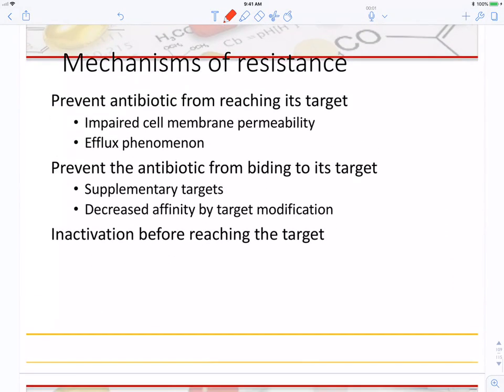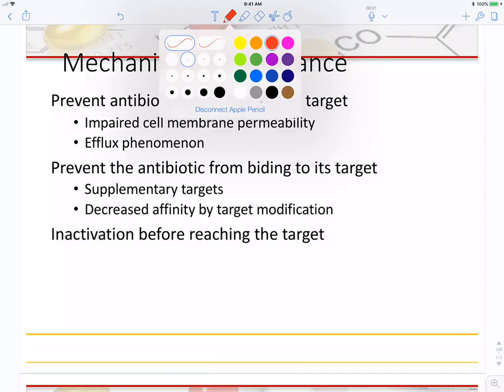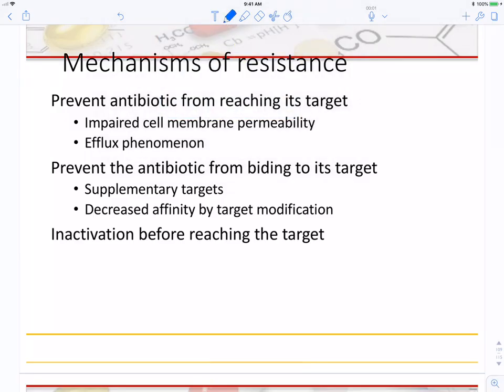Okay, so what is the mechanism for resistance? We have several mechanisms possible. One is basically preventing the antibiotic from reaching its target, and that happens especially when an antibiotic needs to permeate inside the cell, so we can just change the membrane permeability, and we can also evolve transporters that facilitate the efflux of the drug.